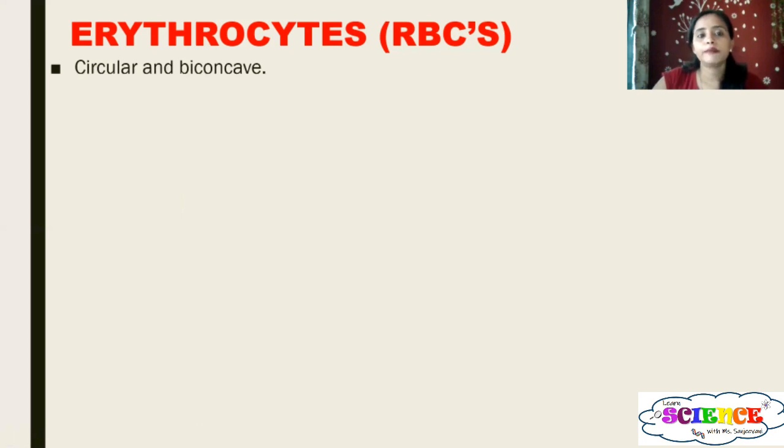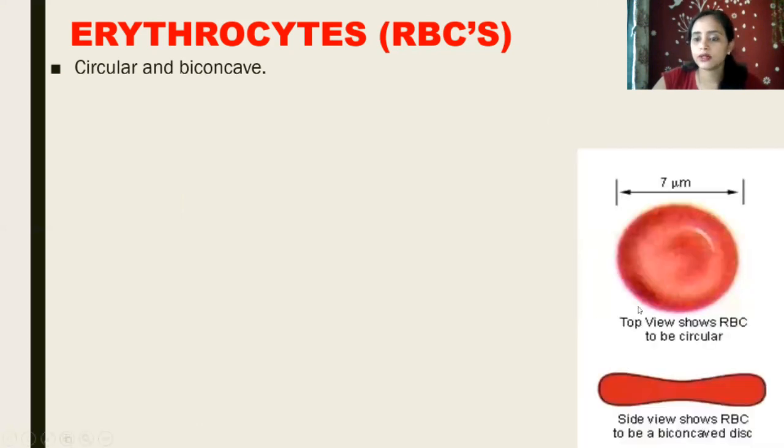It's circular and biconcave. You can see the shape is circular. Biconcave: concave means depression. You can see a side view of this red blood cell. Now you can see concavity on both sides, upper side as well as lower side, so it is called biconcave. So it is circular and biconcave.